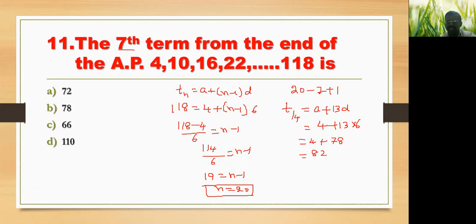Sorry, 6 3s are 18, 6 1s are 6 plus 1 is 7. Correct. 78 plus 4 is 82. So here the option is the first one. It should be 82. So option A is the correct answer.